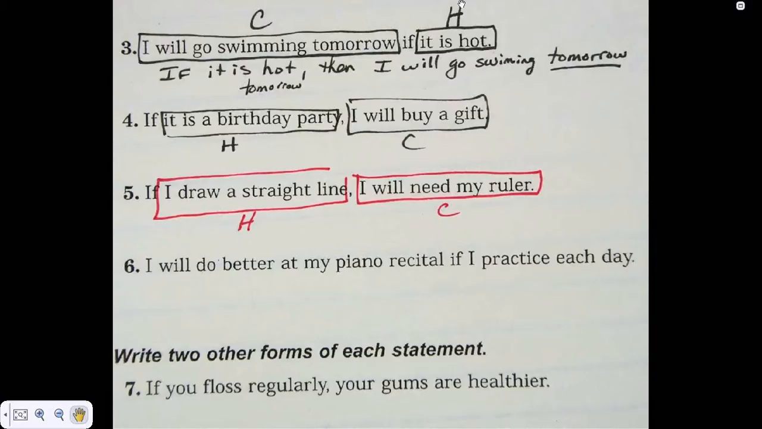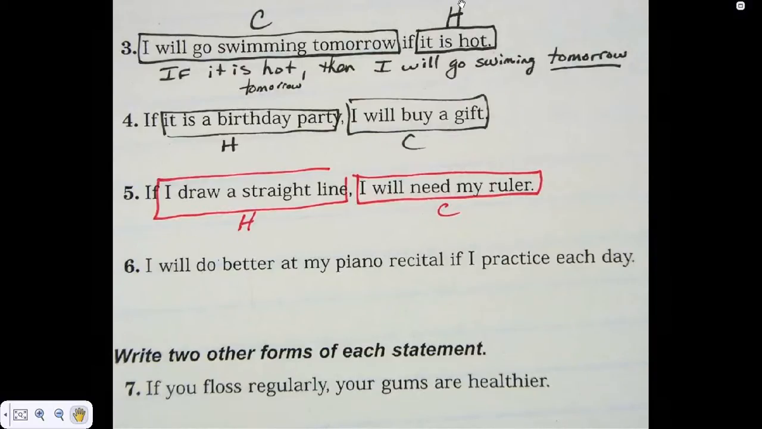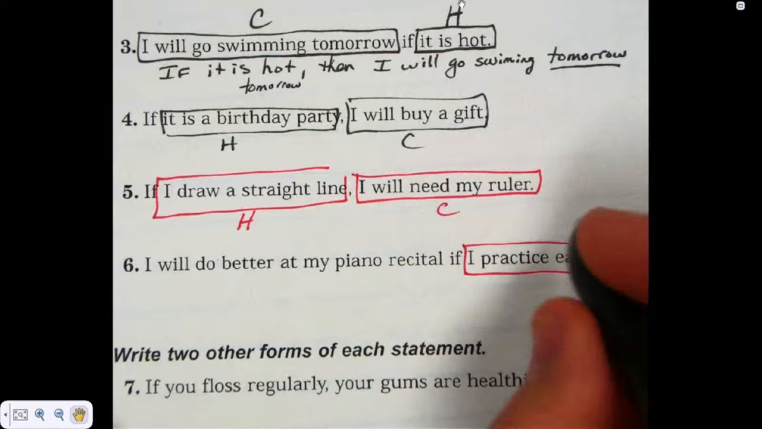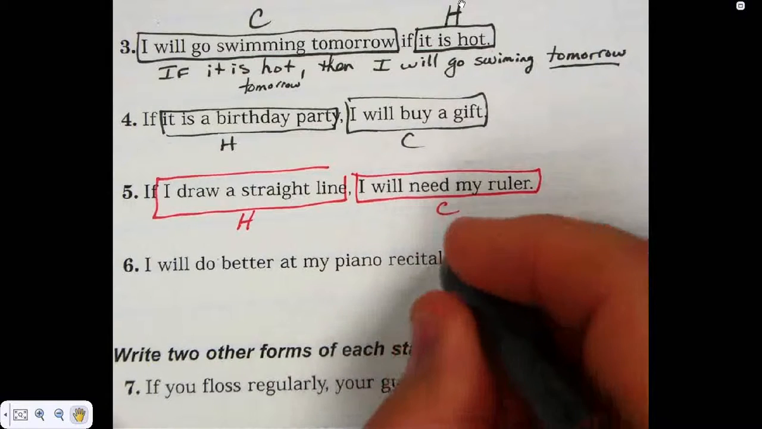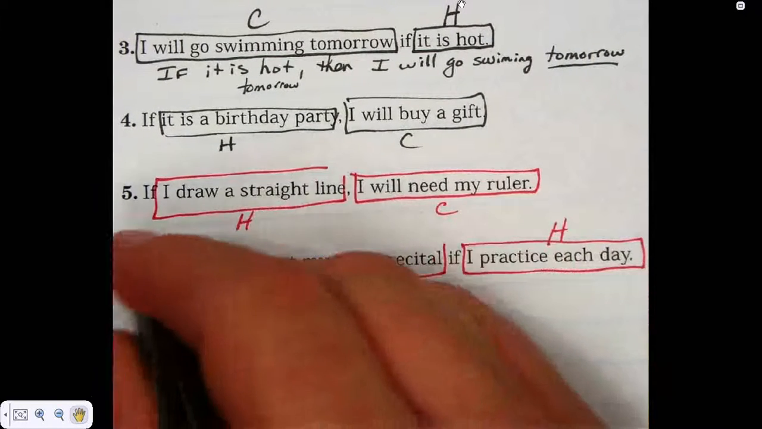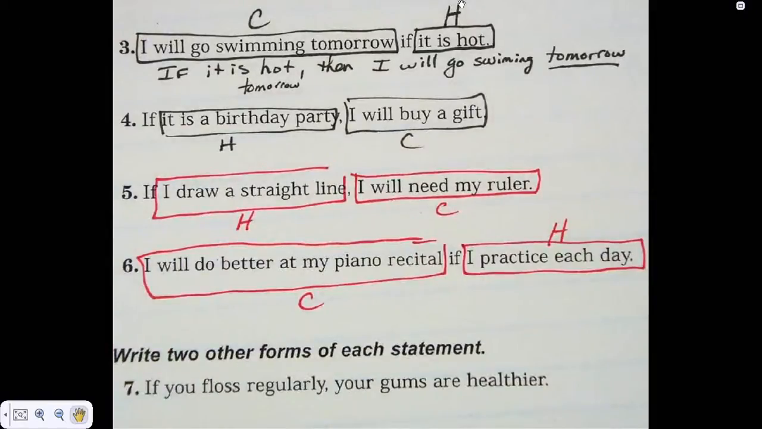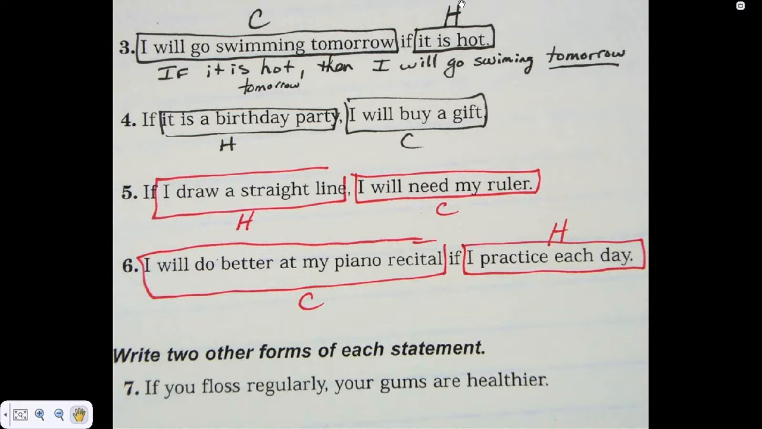I will do better at my piano recital if I practice each day. Which one is your condition? Practicing every day. As a result, what happens? I'll do better at my piano recital. So that's actually your conclusion, isn't it? Everybody okay with that?